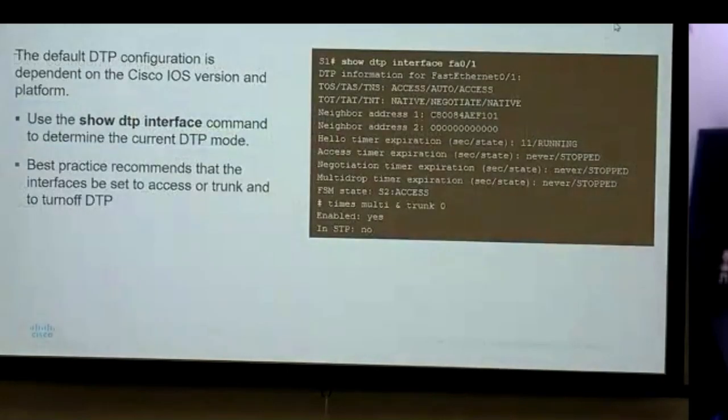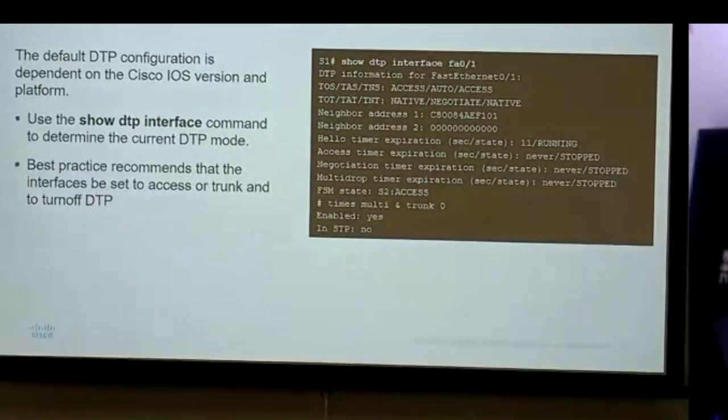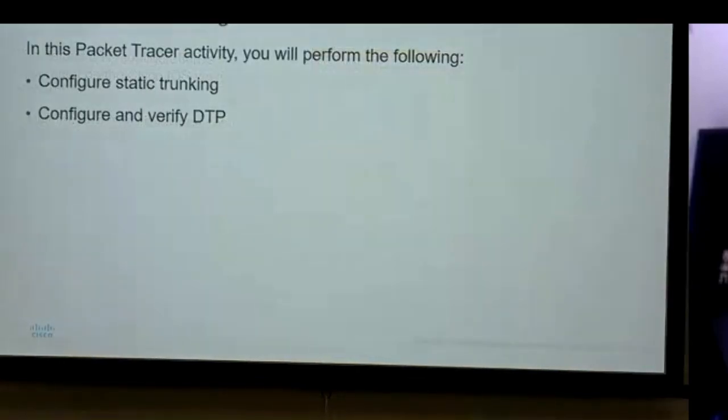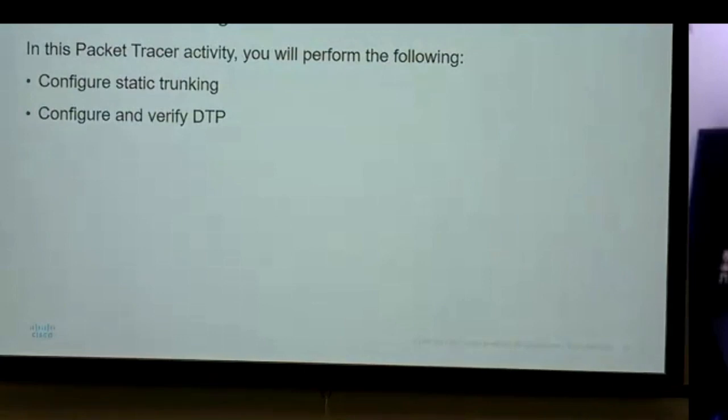Moving on. Verify DTP, show DTP. Best practice recommends that the interfaces are set to access or trunk and to turn off DTP. What did I tell you? Right here. Thanks, Cisco. Learn it to ignore it. All right, didn't do that. Honestly, we're not going to be working with DTP in physical labs, so I wouldn't mind if you skip that. But the more you know.